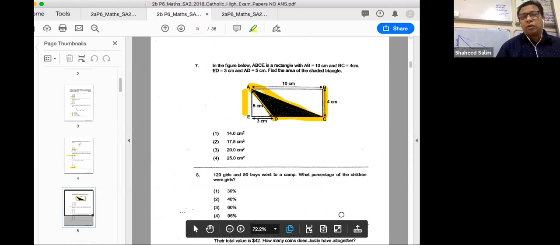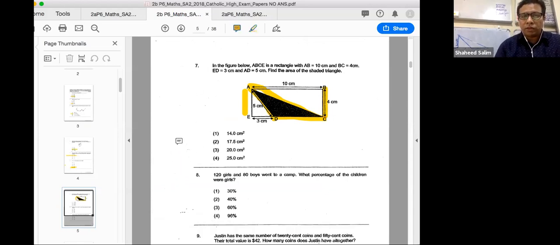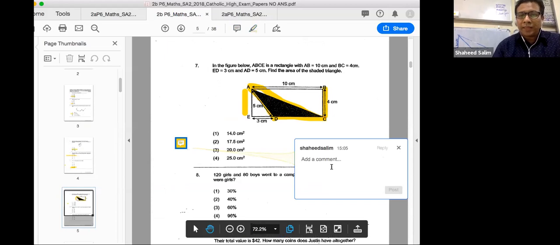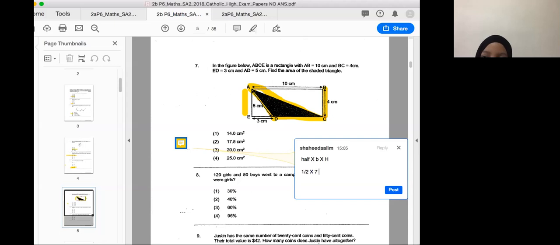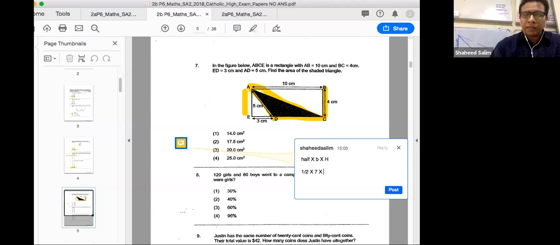So you can find your area. Okay, so we show you how to find area in case you're down here. Your formula is half times base times height, right? So half, okay, half is tengah lah. Half times, what's your base? Your base is 7 cm, times the height is 4. Right down here is 4.